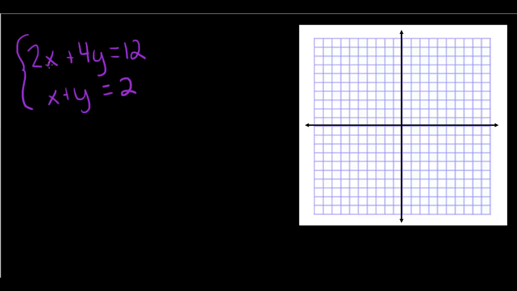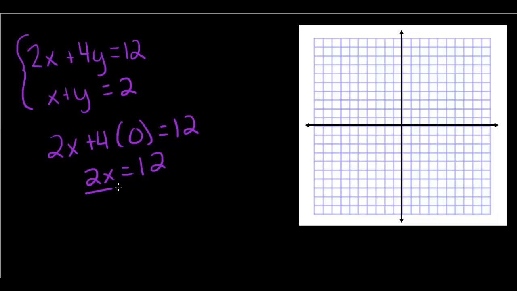Well, the x-intercept is the value of x when y is 0. So I'm going to make y 0. So it will be 2x plus 4 times 0 equals 12. That is 2x equals 12. We divide both sides by 2, so x equals 6. So that means that x is 6, 1, 2, 3, 4, 5, 6, when y is 0. So it is this point right here.